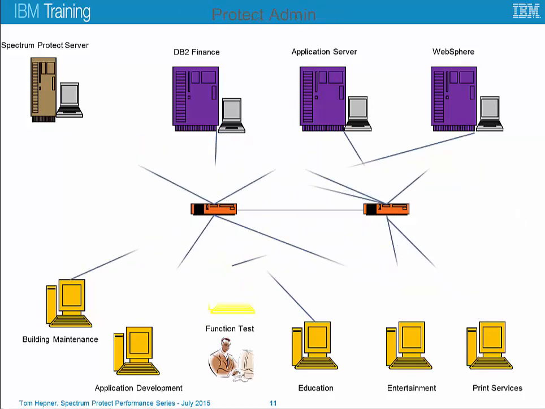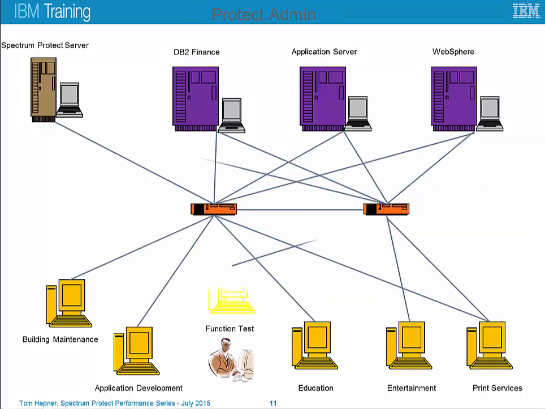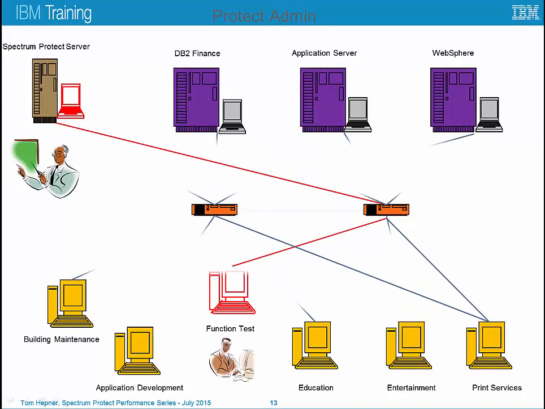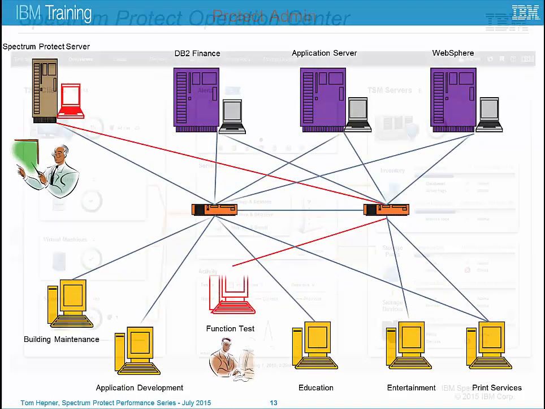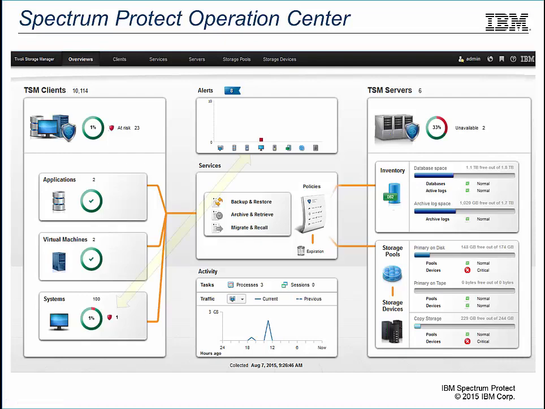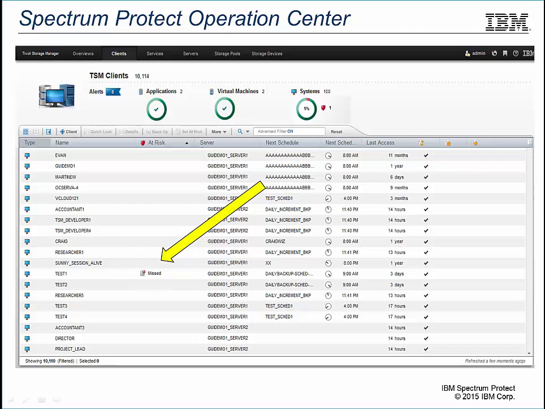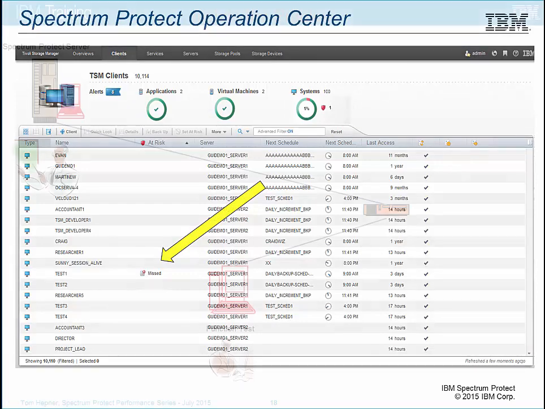The backup is still running slowly. What will the system admin do next? Probably call the Spectrum Protect admin, and that's us. So we check the production server with the Ops Center and see that there is indeed a problem with that client. The machine hasn't been completing its backups.